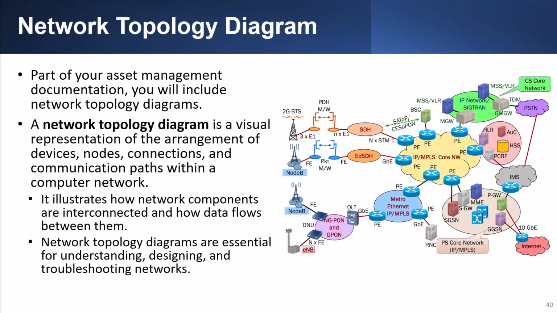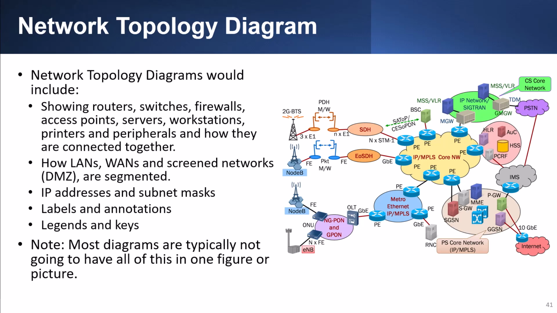As part of your asset management documentation, you include a network topology diagram. A network topology diagram is a visual representation of the arrangement of devices, nodes, connections, and communication paths within a computer network. It illustrates how network components are interconnected and how data flows between them. Network topology diagrams are essential for understanding, designing, and troubleshooting networks.